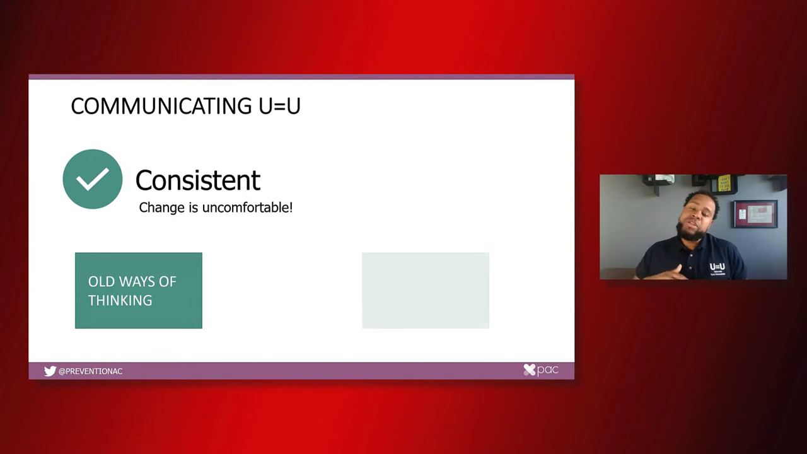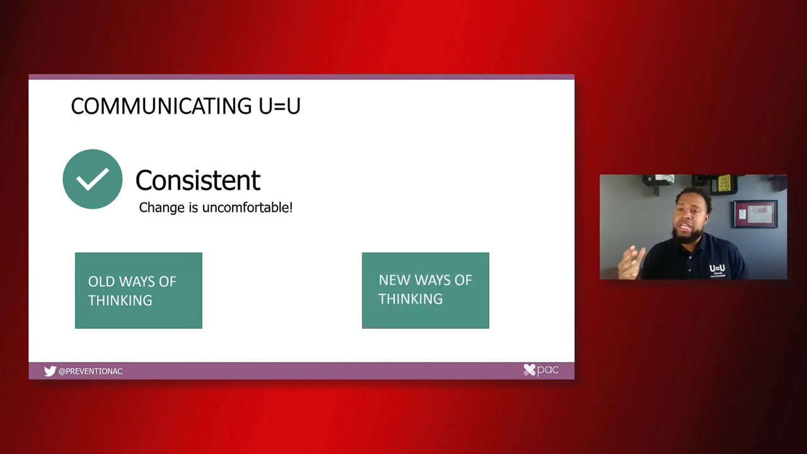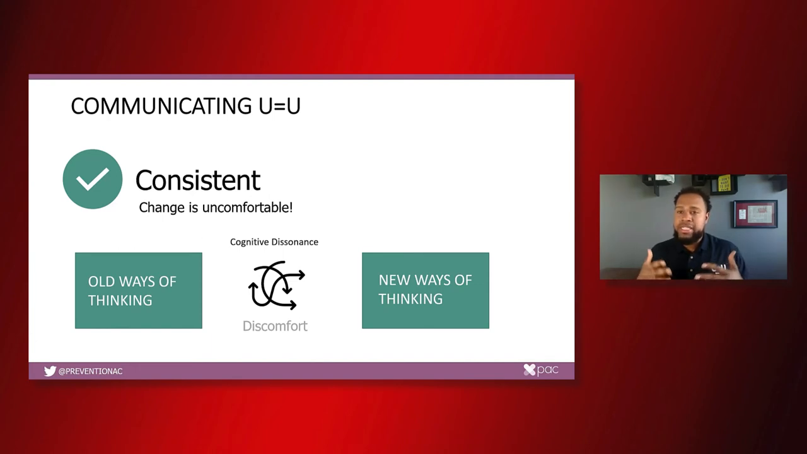But when we start thinking about new ways of thinking and how we can change this, there's a level of discomfort that comes about. And so in order for us to move forward past this, we have to stay consistent with the messaging, stay on brand, and continue expressing the science behind it. When we're talking about U equals U, it's about the science, something that no one can combat. It's there, it's proven, and we have the facts to go forward with it. And it's up to us to share it with our community and the people that we really care about, which are people living with HIV.